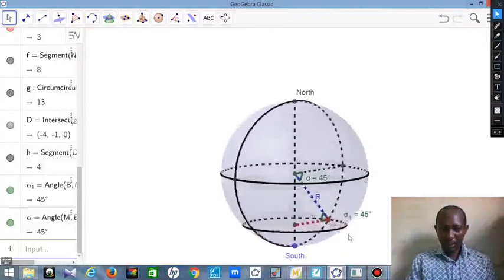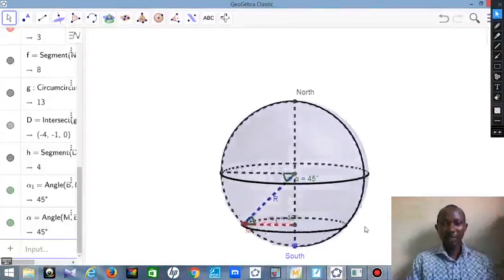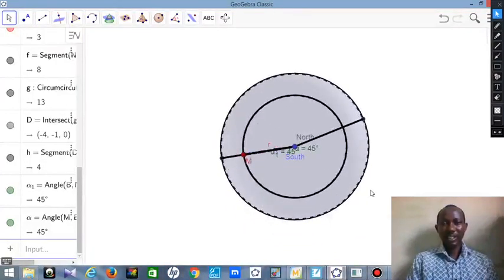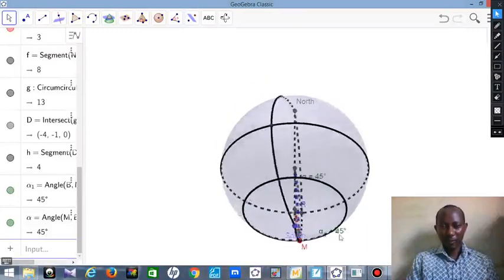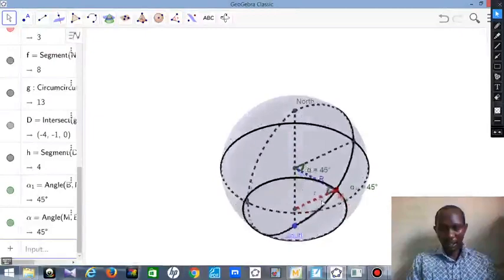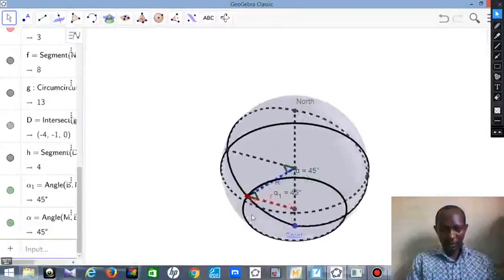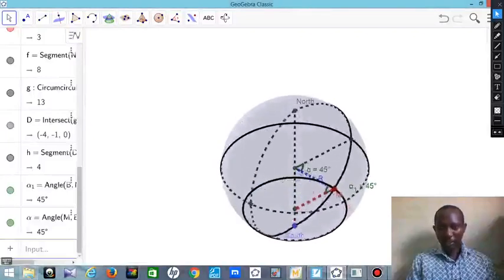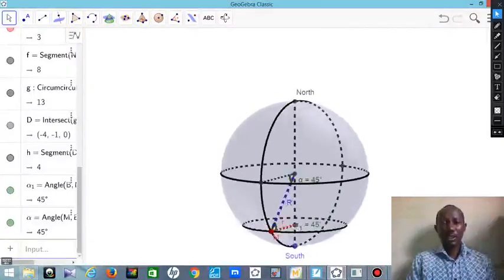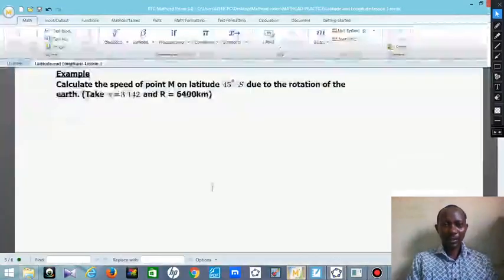So how do you calculate the speed of M as it's going around? I want you to think in another direction. As it's going around, how do you calculate it? That's what the question is talking about. So it's not really a difficult one.